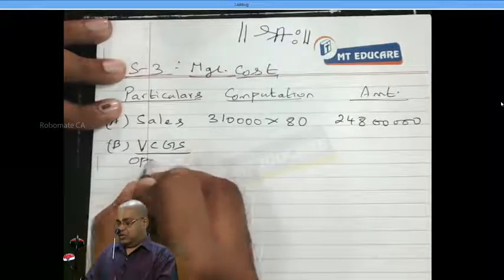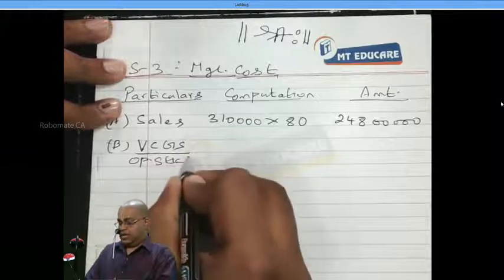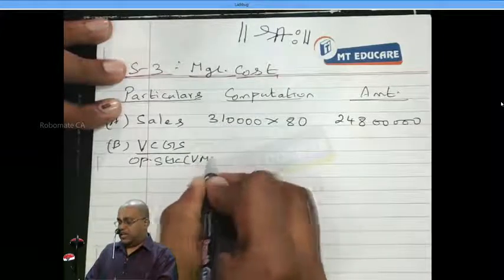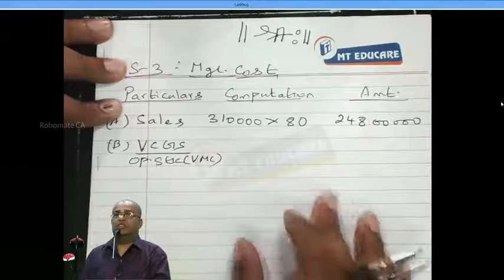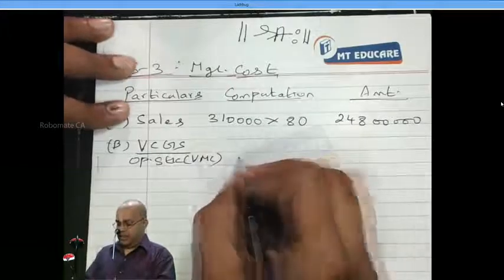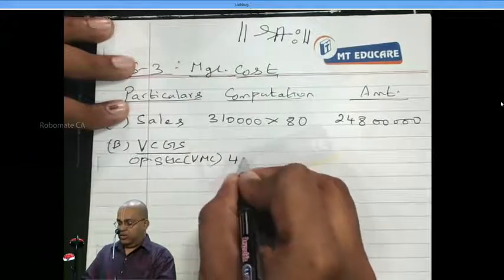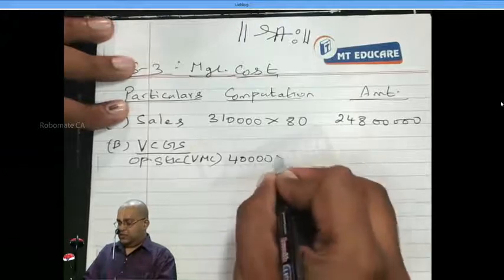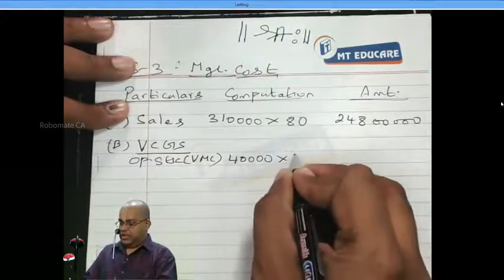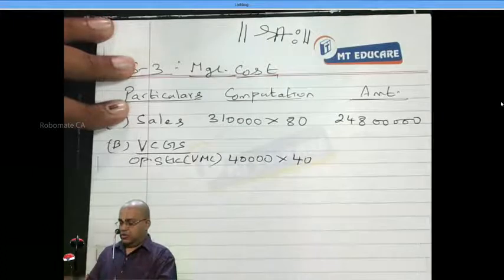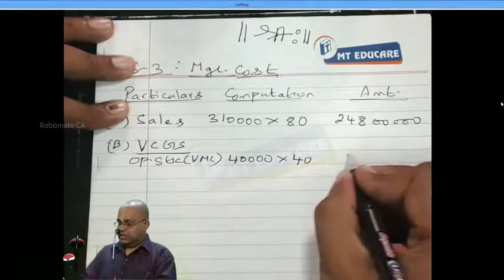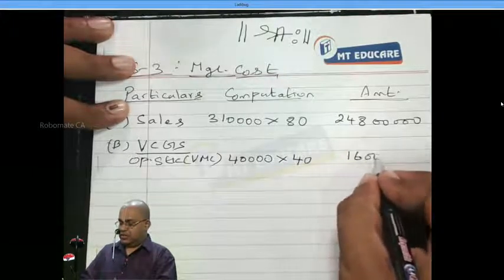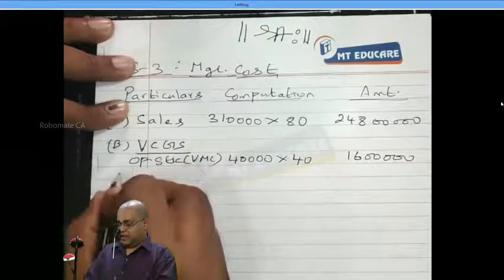First item is what? Opening stock, in bracket at what cost? Variable manufacturing cost. Opening stock at variable manufacturing cost. How many units? 40,000 units into 40 rupees gives how much? 16 lakhs. Okay, opening stock is 16 lakhs.